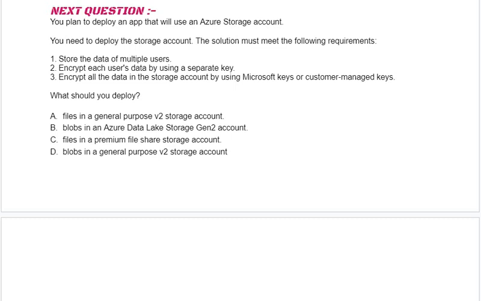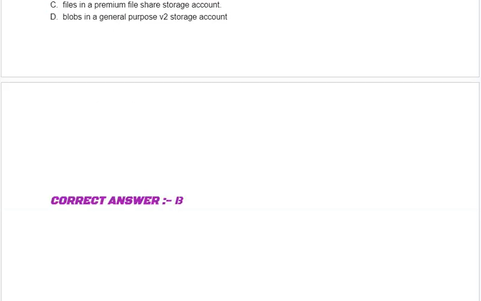What should you deploy? Option A, Files in a general purpose V2 storage account. Option B, Blobs in an Azure Data Lake Storage Gen 2 account. Option C, Files in a Premium File Share storage account. Option D, Blobs in a General Purpose V2 storage account. Correct answer is option B.